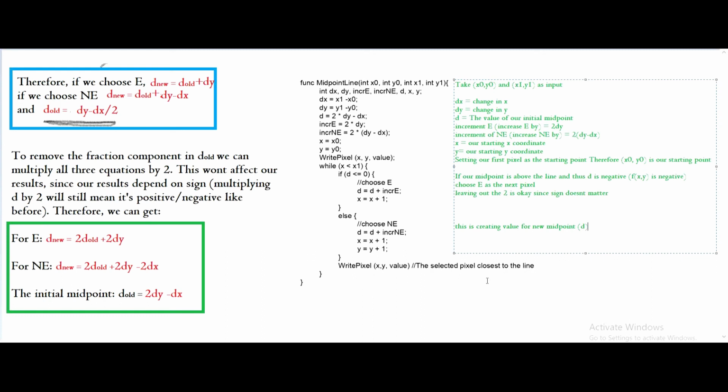Okay then, so we've done up to here, we've understood the entirety of our algorithm, and finally what we do is we do this here, write pixel, which means choose the new pixel according to the new x, y values.